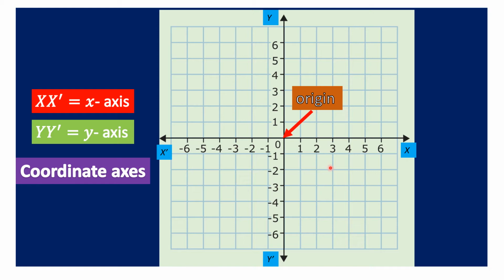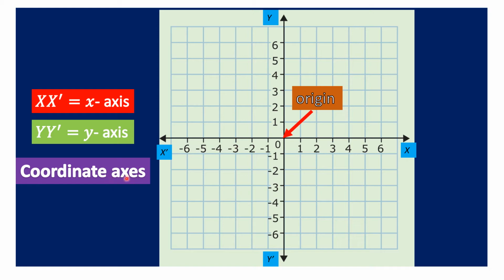Okay, the first number line is x x dash and the second number line is y y dash. And how do they meet? They do not meet like this or like this. No, they meet in a perpendicular manner. And where do they meet? They meet at the origin. So these two axes combined are called the coordinate axis. Okay, so the x-axis and the y-axis together are called the coordinate axis.